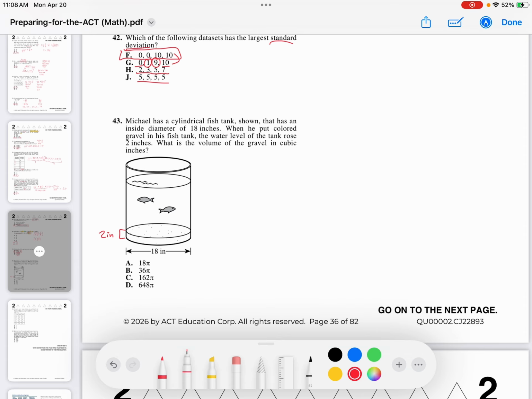So for the volume of a cylinder, we take the area of a circle, which is pi r squared, and then we multiply that times the height of the cylinder. The radius of this would be 9 inches because the diameter is 18, and the height is the 2. So we'll take 2 times pi times 9 squared. 9 squared is 81, and 2 times 81 is 162. So it would be 162 pi.